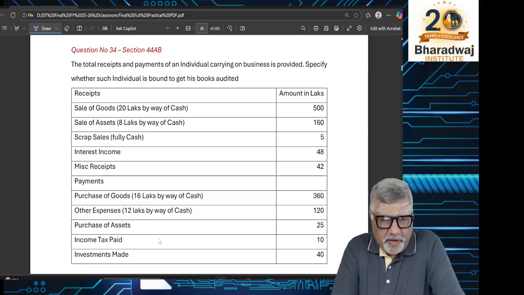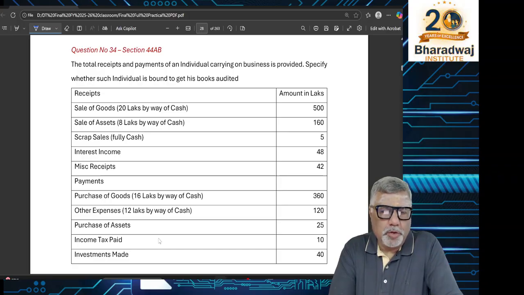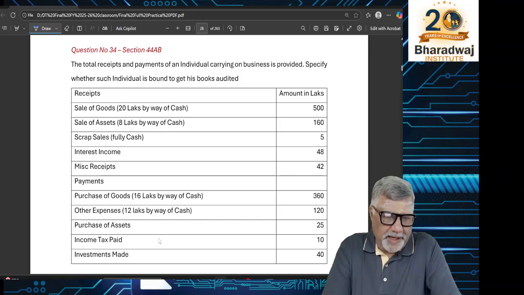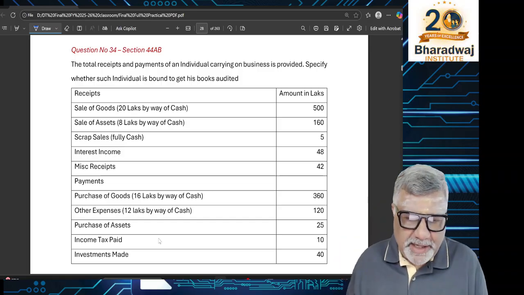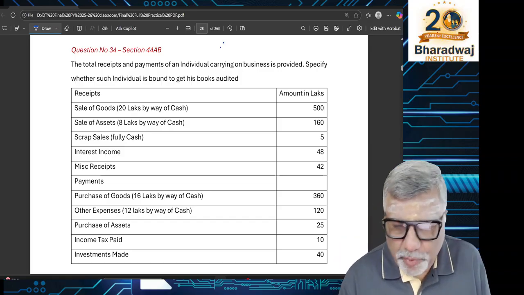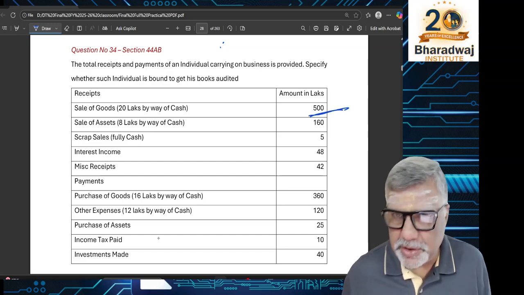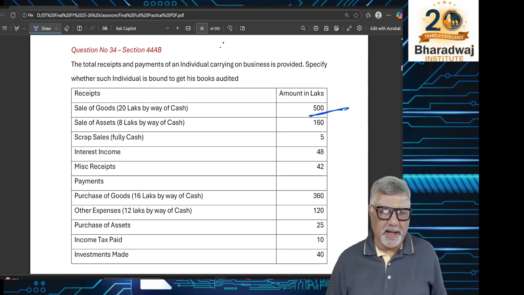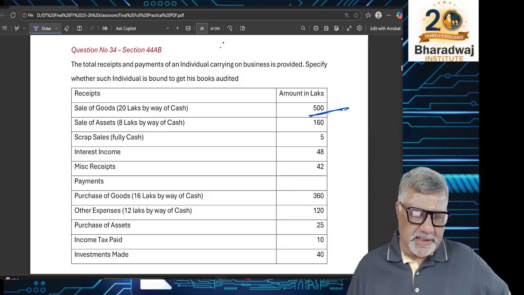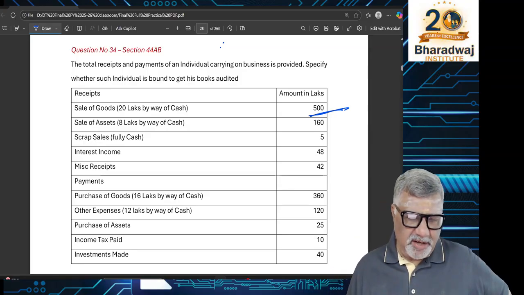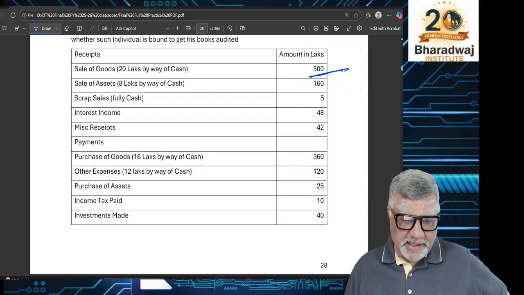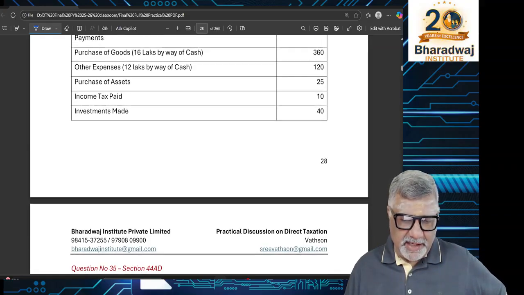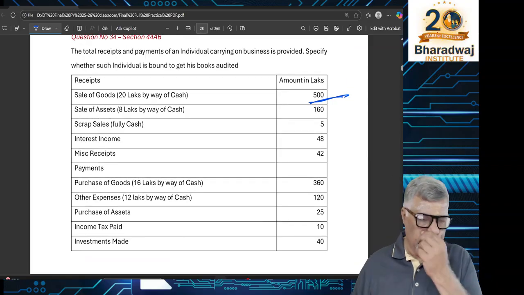Question number 34. The total receipts and payments of an individual carrying on business is provided. Specify whether he is bound to get his books audited. So we understand his turnover is 5 crores, which consists of 20 and 480. Assets, scrap sales, interest, miscellaneous. Payment: purchase of goods, other expenses, assets, income tax, and investment made. Read through.